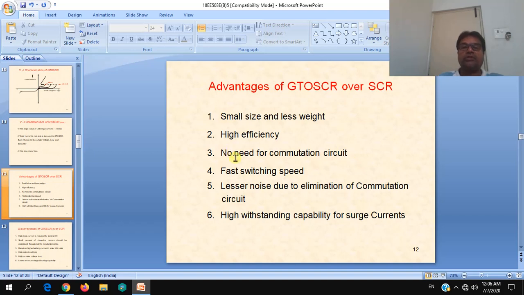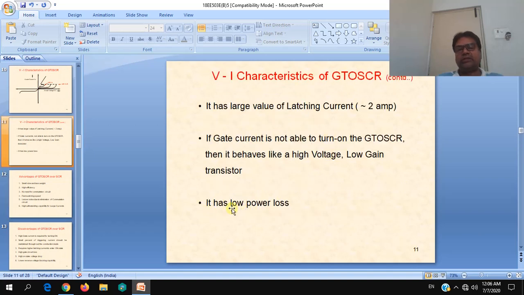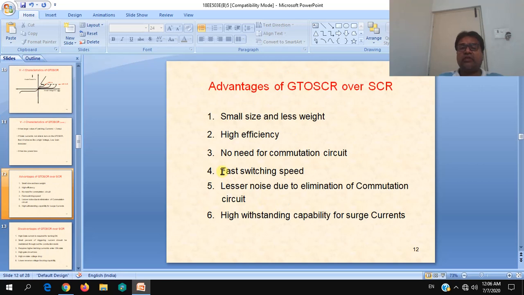Because of this, the size of the total circuit decreases and also the size of the device will decrease, so it will be of small size and less weight. Also its efficiency will be more because of low power loss. Fast switching speed, as it can be turned on and off on its own just by controlling the gate and cathode terminals. Its switching speeds are high when compared to conventional SCR.